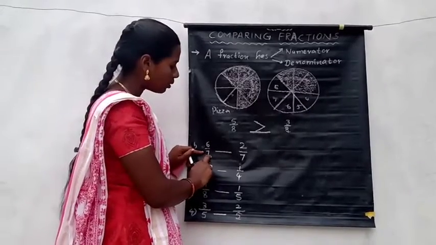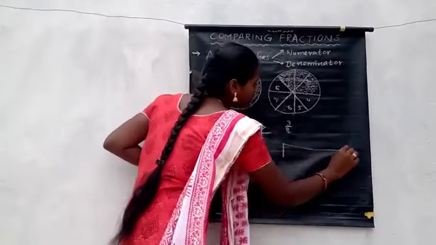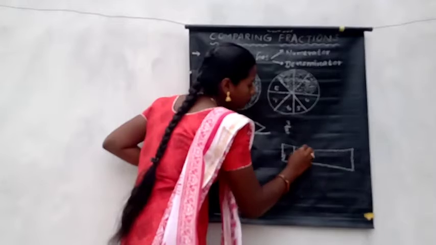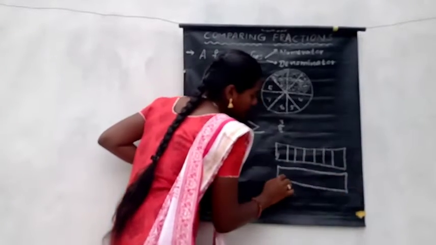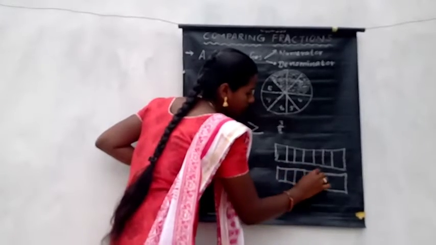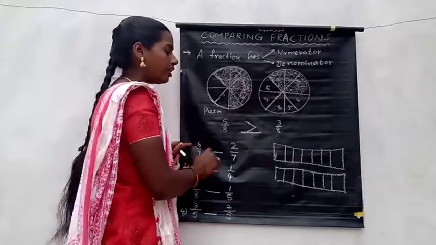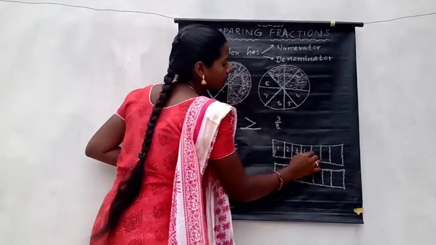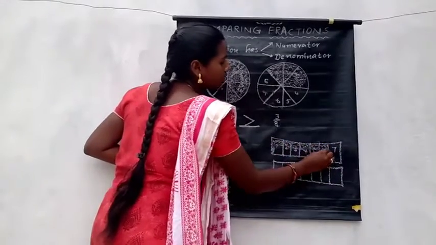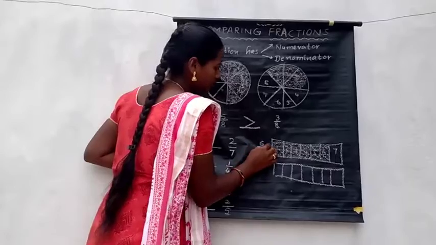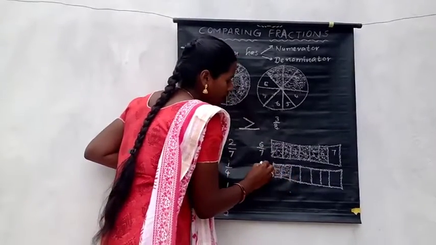So here, how many whole parts are there? 7. Here 7 is there. So 7 equal parts. 1, 2, 3, 4, 5, 6 and 7. Here also 1, 2, 3, 4, 5, 6 and 7. Okay? So here 6 parts have been shaded. 1, 2, 3, 4, 5, 6, 7. 6 parts have been shaded, so this many parts we should shade. This is 6 by 7 and this is 2 by 7, which means only 2 parts have been shaded here.